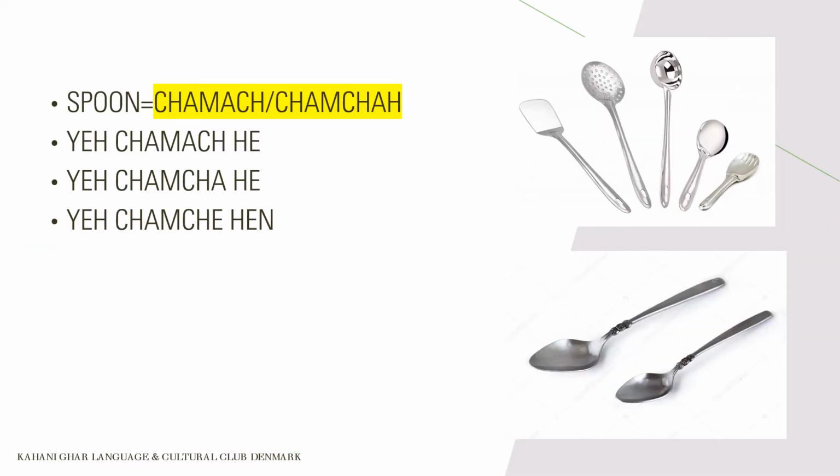A spoon. A small spoon is called chammach. And the bigger ones used for cooking are called chamcha. This is a spoon. ये चम्मच है, और ये चमचा है, if you are referring to a big one. And plural, ये चमचे हैं. Plural chamche is for both chammach and chamcha.